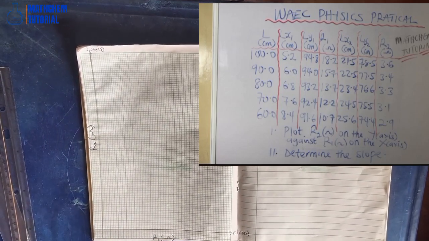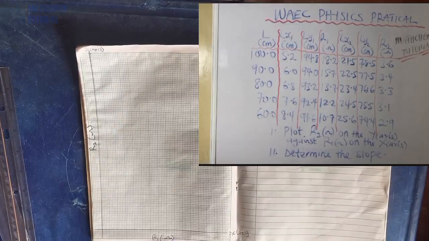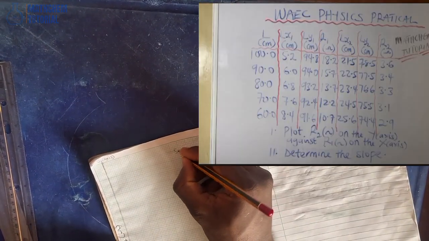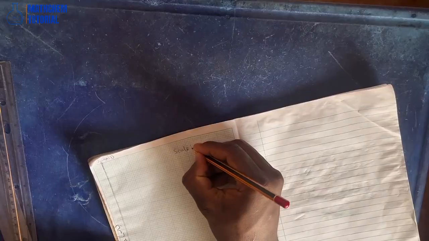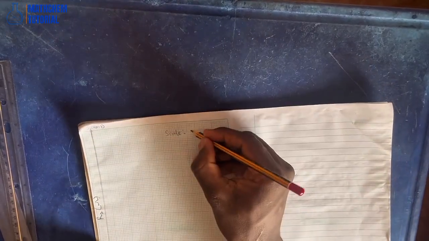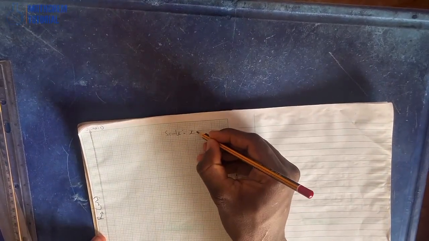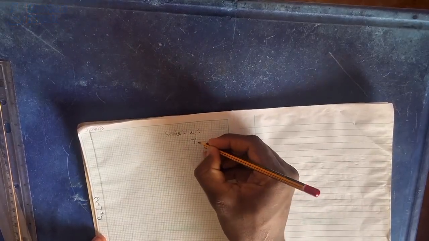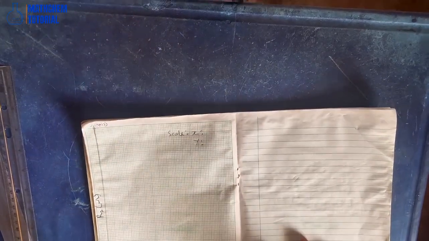Okay, another thing to do next is to write your scale here. While writing your scale, write x-axis for the x and y-axis for the y. Now after doing this, the next thing to do is to decide what scale you want to use.